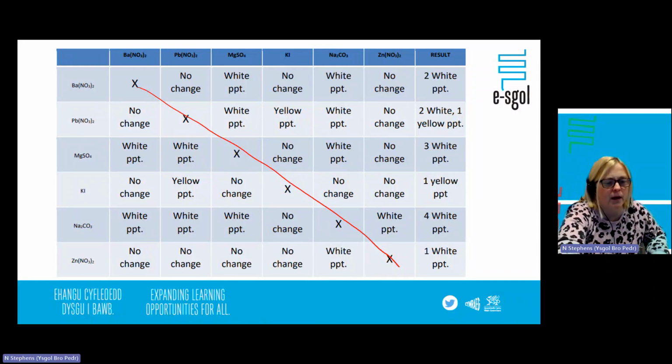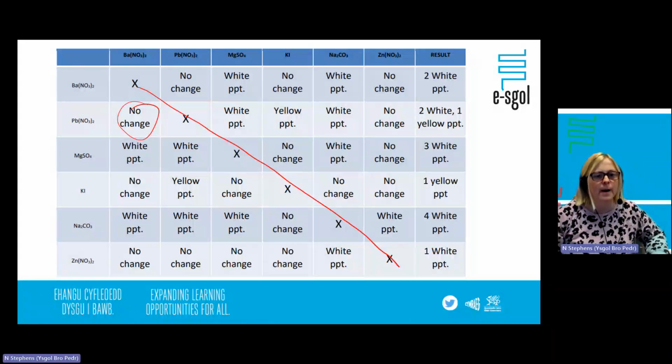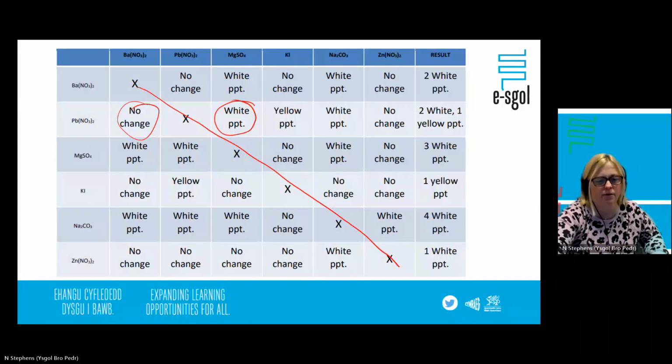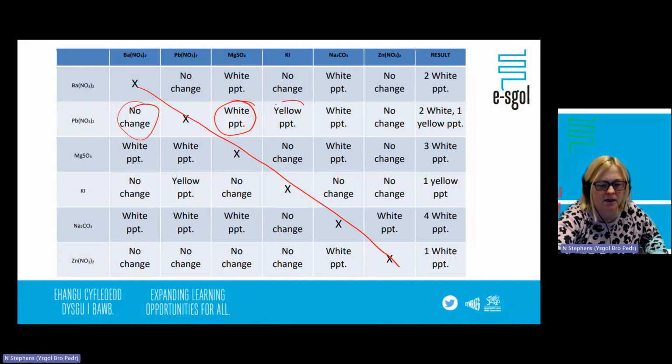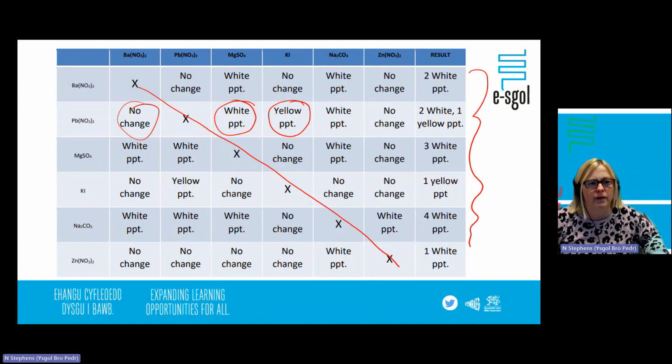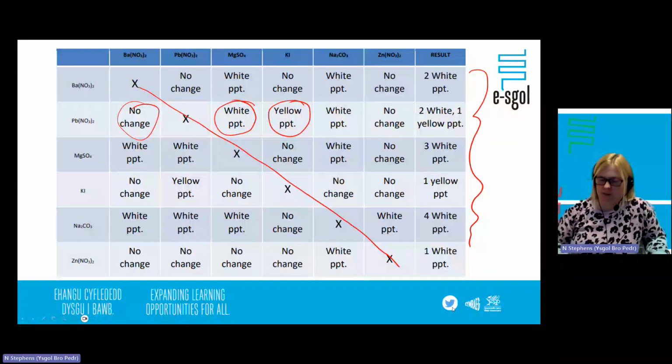But for example, if you mix barium nitrate with lead nitrate, you'll get no change because you get 2 soluble salts produced. But if you mix magnesium sulfate, then you'll get a white precipitate produced. If you mix it with potassium iodide, you'll get lead iodide, which is that classic canary yellow precipitate. And based on that, you'll notice here that all of the columns will give a slightly distinct, different product or set of observations, and that will then enable you to identify which solution is which, of course.